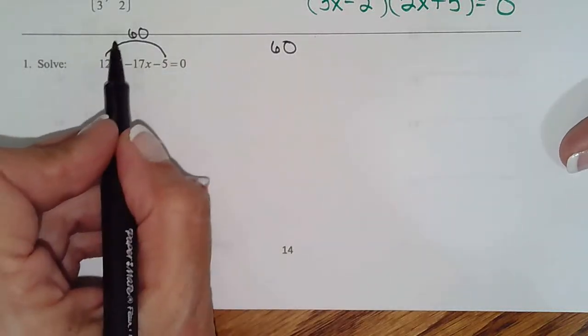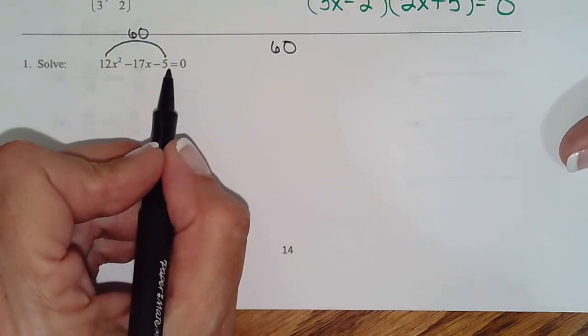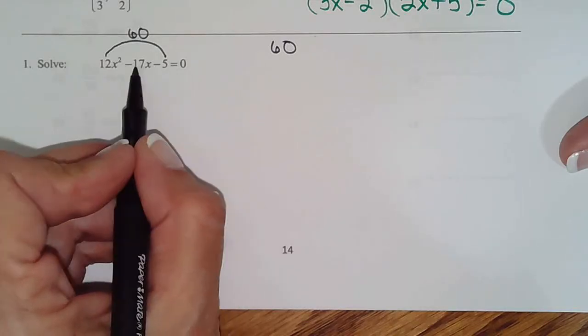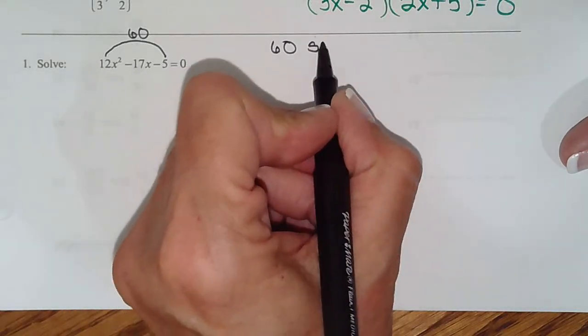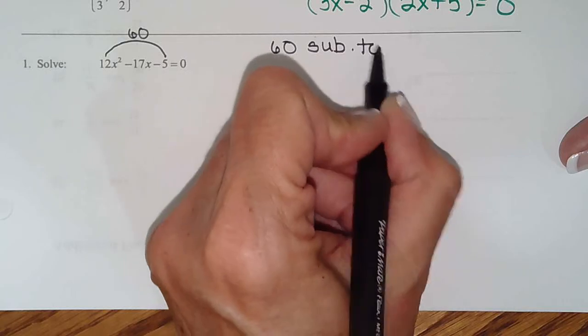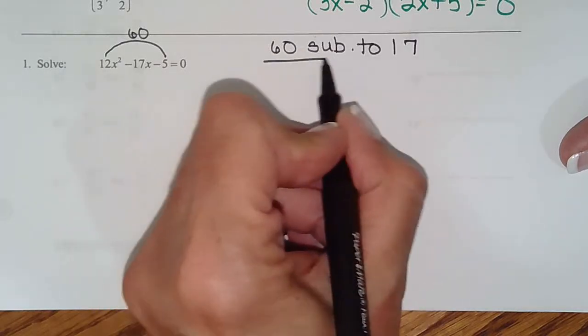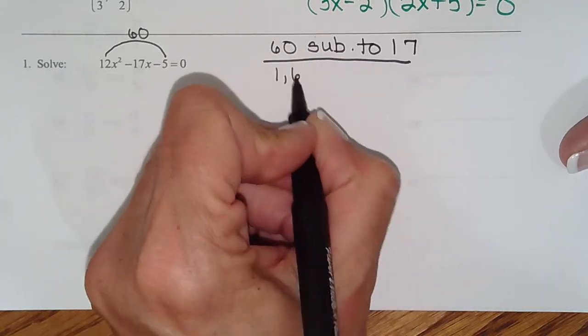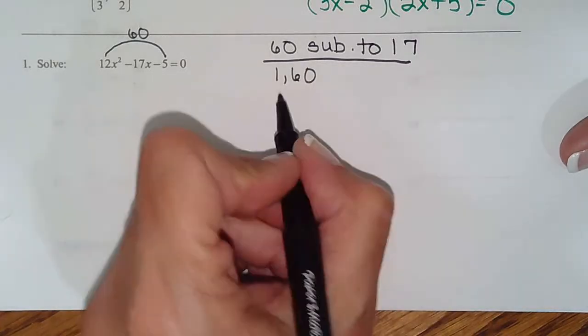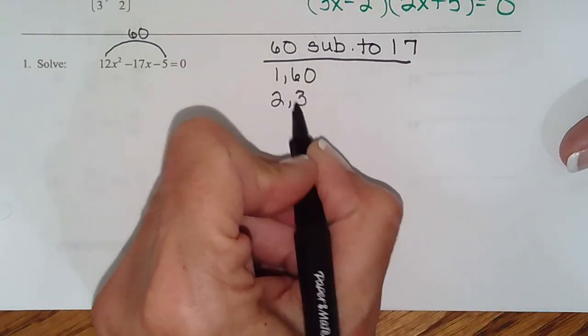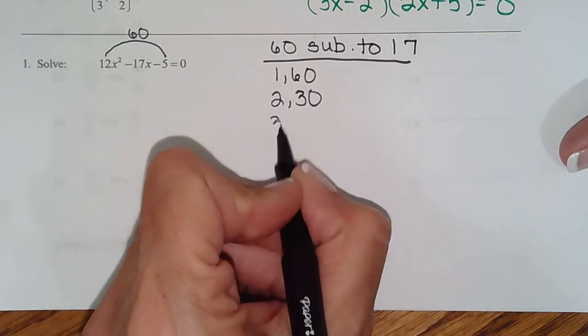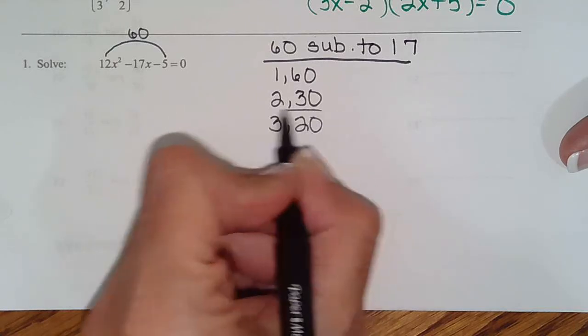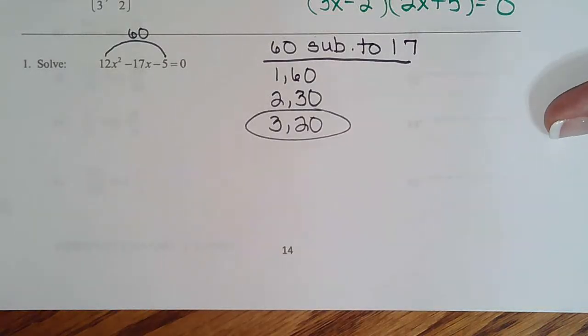So this time we're looking for factors of 60, read the problem backwards, that subtract to 17. So with the same list above, 1 and 60, that doesn't subtract to 17. 2 and 30, that doesn't subtract to 17. 3 and 20, boom, subtract to 17.